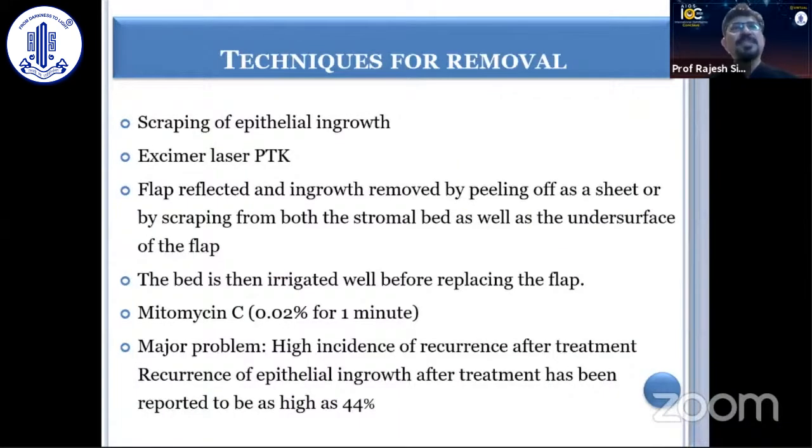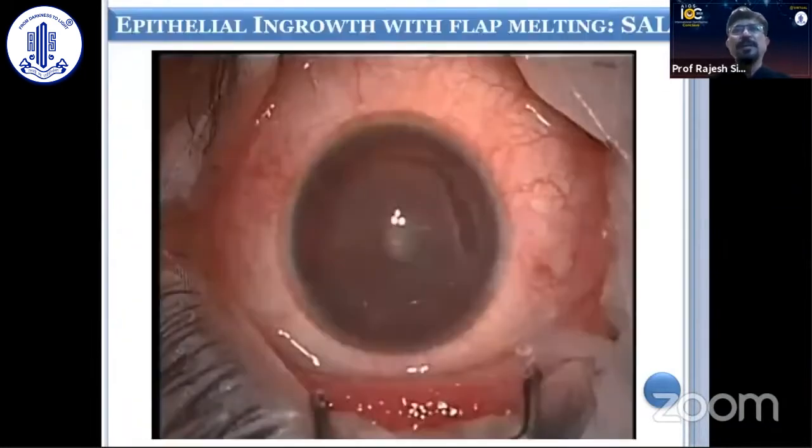But there are studies which have shown that they don't scrape the epithelium, they do excimer laser PTK for that, or even partial removal of epithelium by manual scraping, and then excimer laser PTK is done, and then mitomycin C is used, 0.02% for 1 minute. The risk is that there can be recurrence of epithelial ingrowth, so you have to be really very careful.